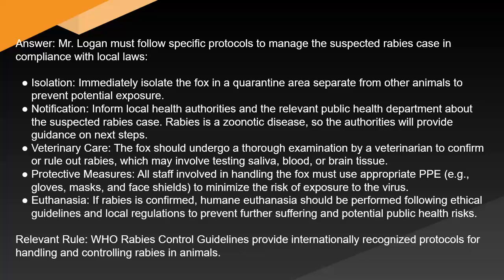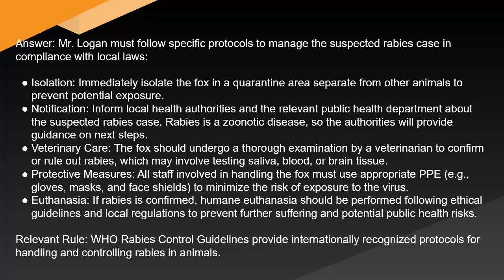Isolation. Immediately isolate the fox in a quarantine area separate from other animals to prevent potential exposure. Notification. Inform local health authorities and the relevant public health department about the suspected rabies case. Rabies is a zoonotic disease, so the authorities will provide guidance on next steps. Veterinary care. The fox should undergo thorough examination by a veterinarian to confirm or rule out rabies, which may involve testing saliva, blood, or brain tissue.